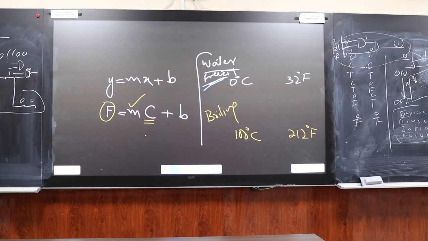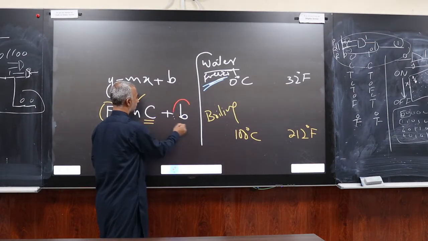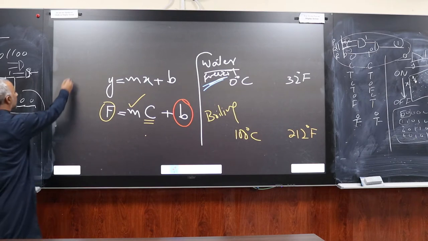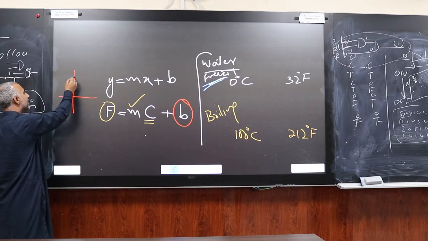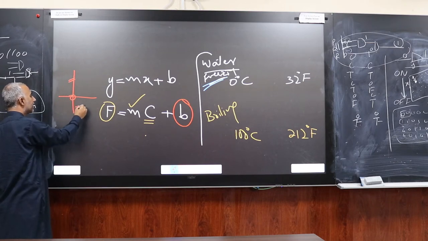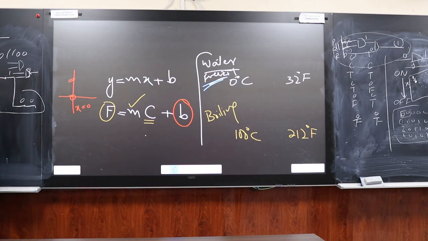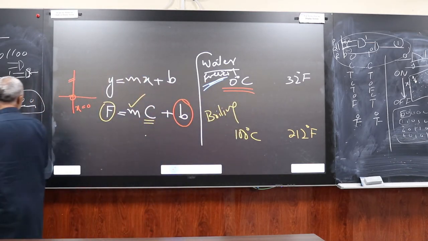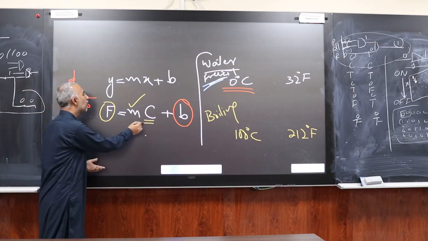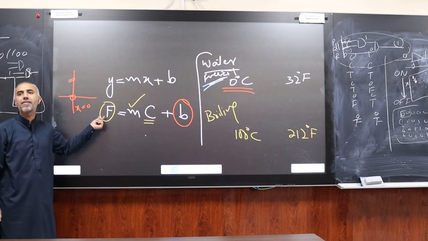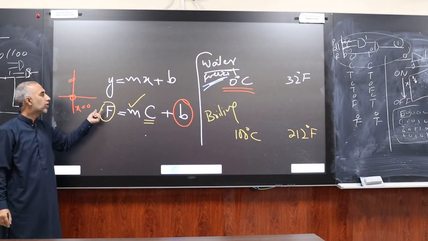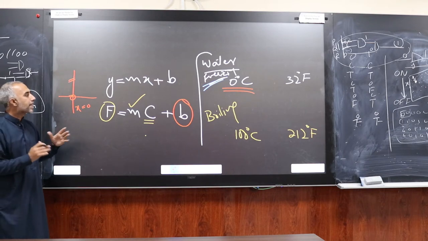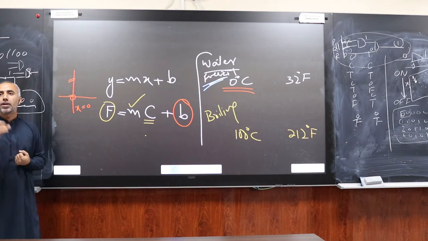Okay, about the intercept. As I told you, the intercept is along the y-axis, the point where x is 0. Are you getting my point? In this case, it is 0 degrees centigrade, it is given. If I consider this 0 degrees centigrade, automatically the whole term becomes 0, and you will get F equals 32. And your b, basically the intercept, is 32. Technically, you need to substitute the values to get this b.